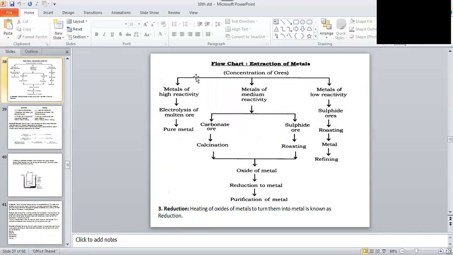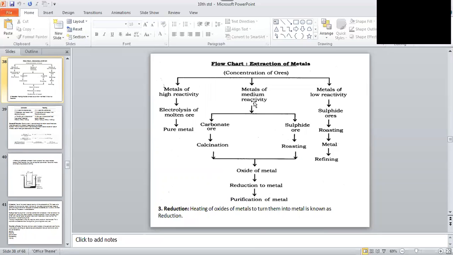So this is a flow chart. It gives the idea for the extraction of metals. This is the outline for the extraction of metals. We know these metals have different reactivity, and depending upon that, the process of extraction of metal depends. So metals have high reactivity, medium reactivity and low reactivity. First, metals of high reactivity are obtained by electrolysis of molten ore and then converted into the pure state.